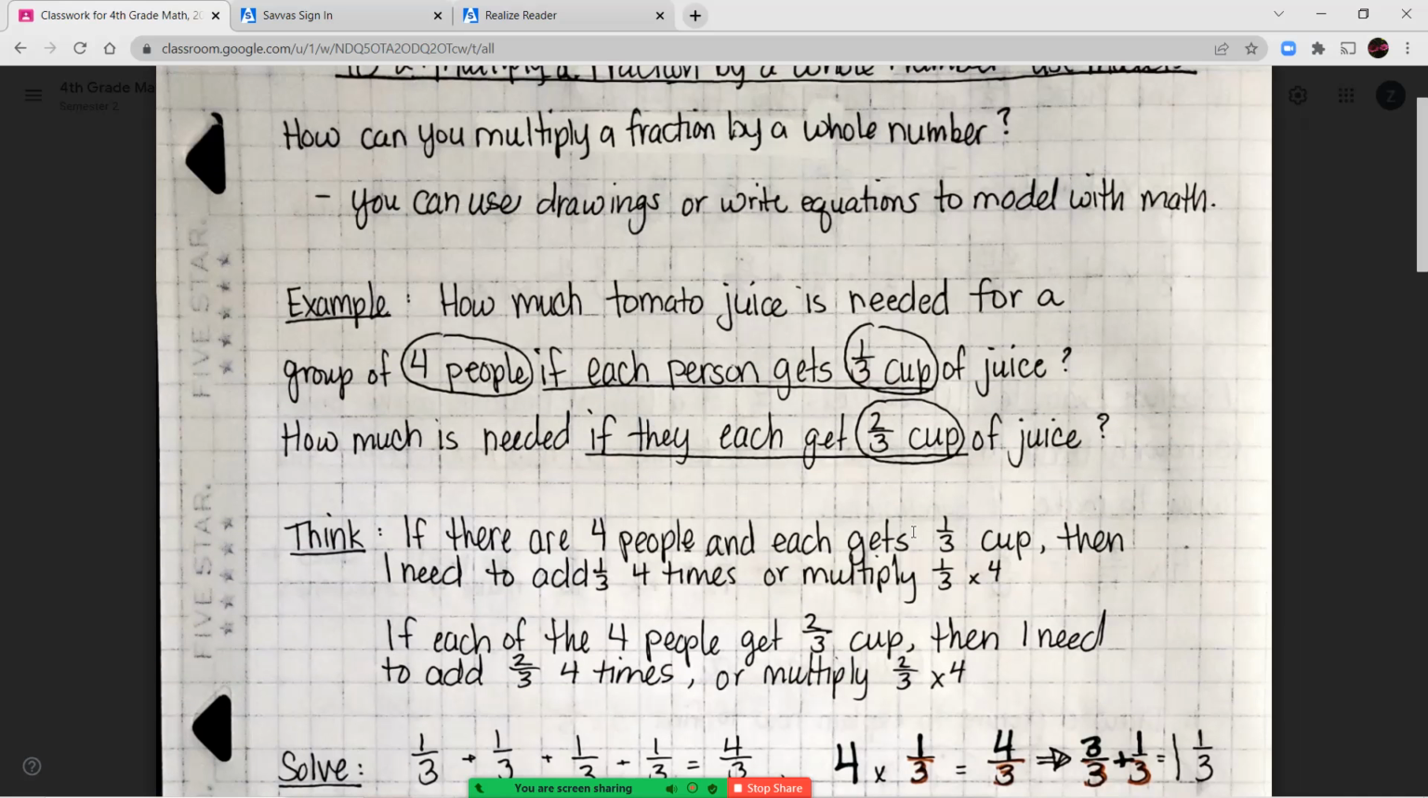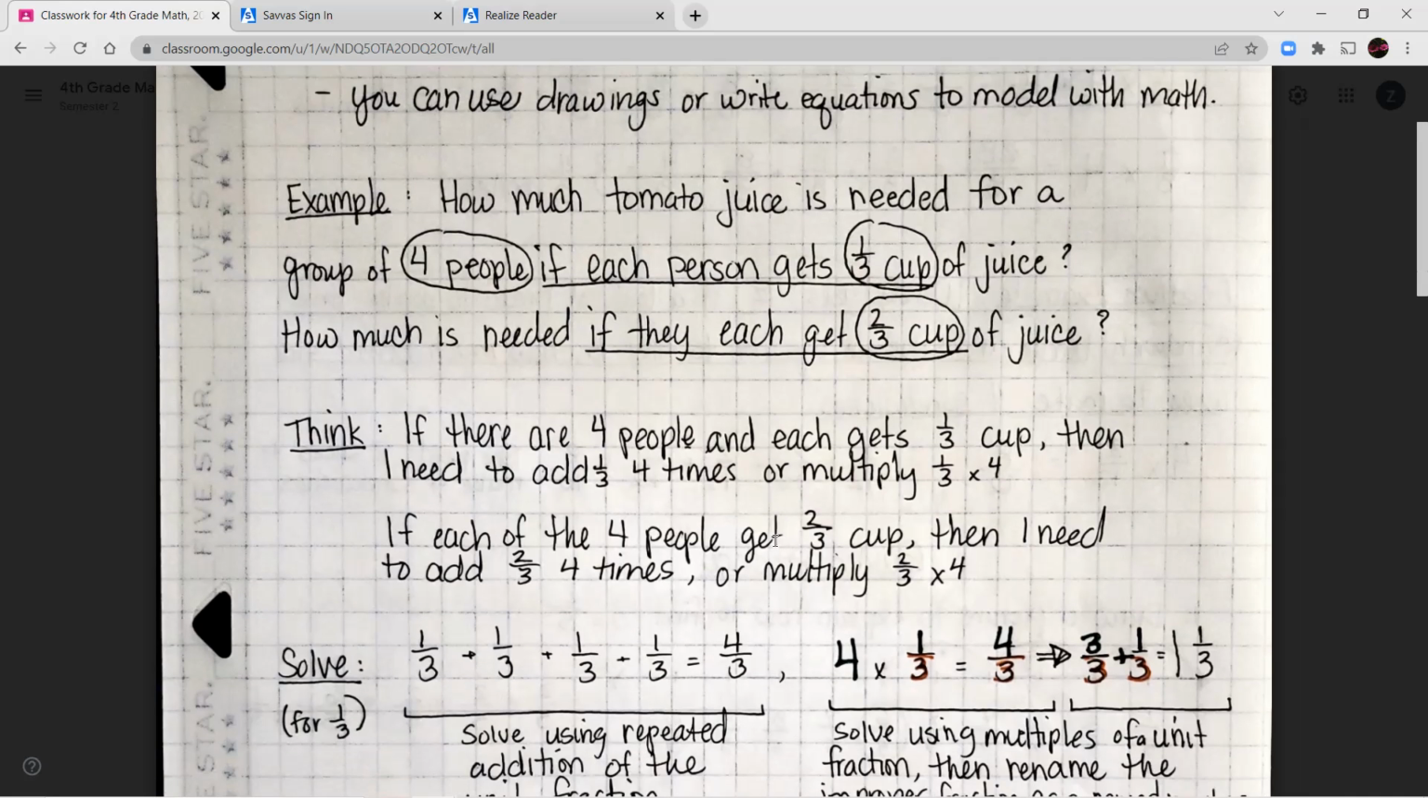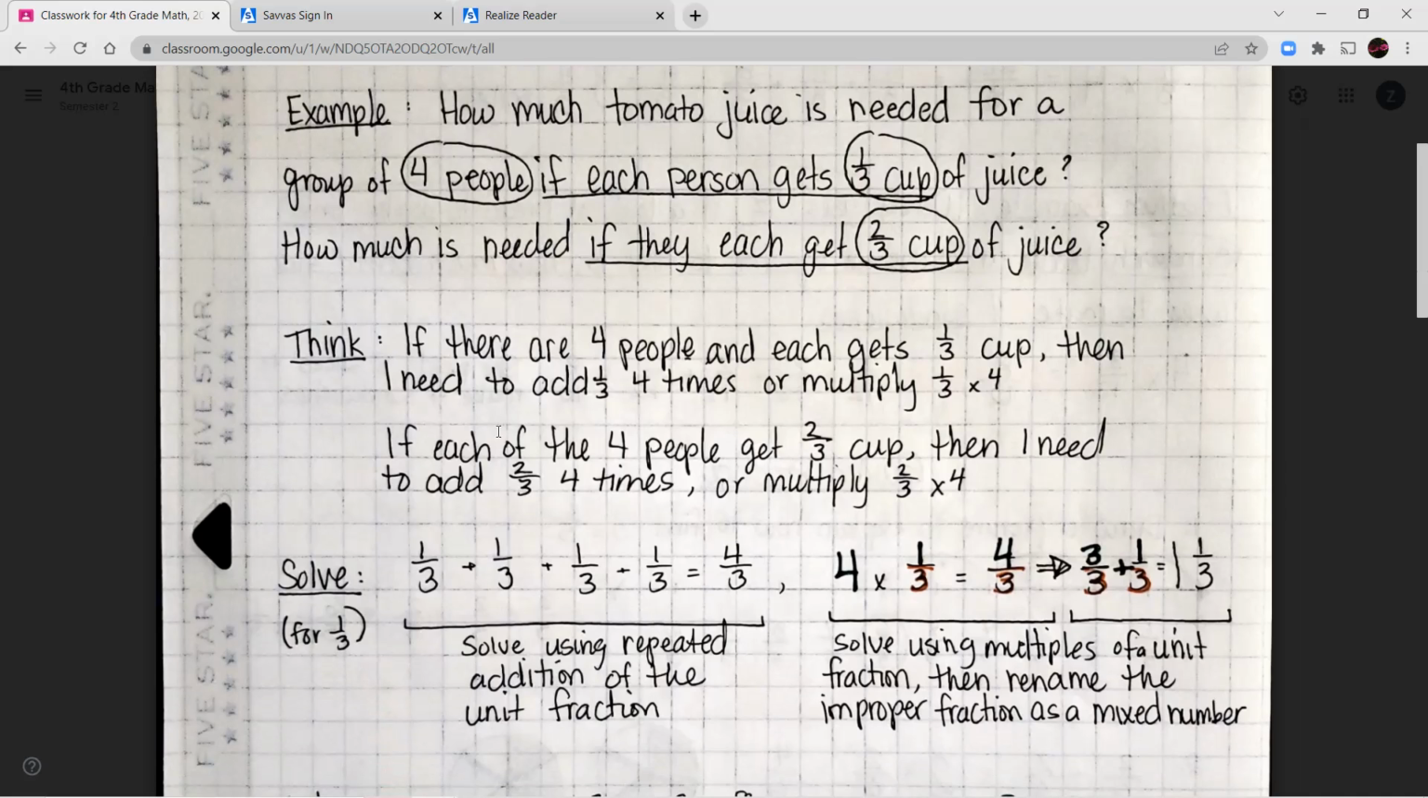So first I need to think, if there are 4 people and each gets 1/3 cup, then I need to add 1/3 4 times, or multiply 1/3 times 4. If each of the 4 people are getting 2/3 cup, then I need to add 2/3 4 times, or multiply 2/3 times 4. So for the first group, for when they each get 1/3, I can do 1/3 plus 1/3 plus 1/3 plus 1/3 equals 4/3.